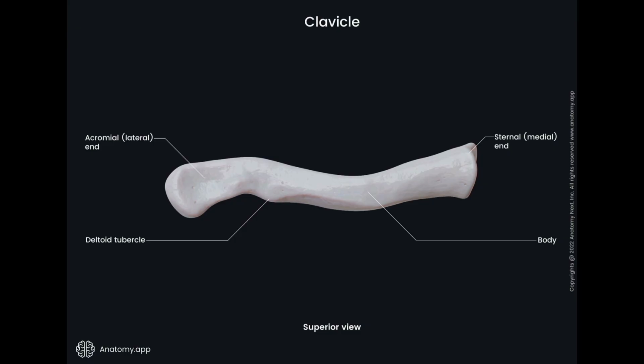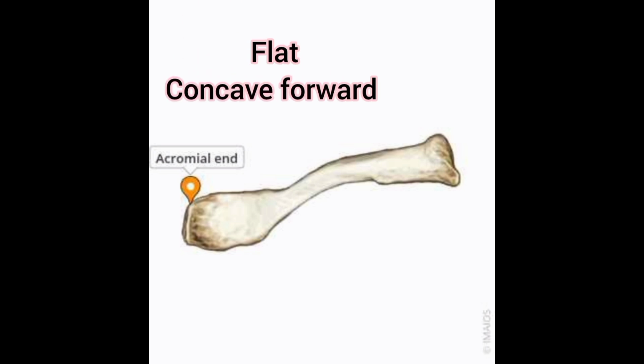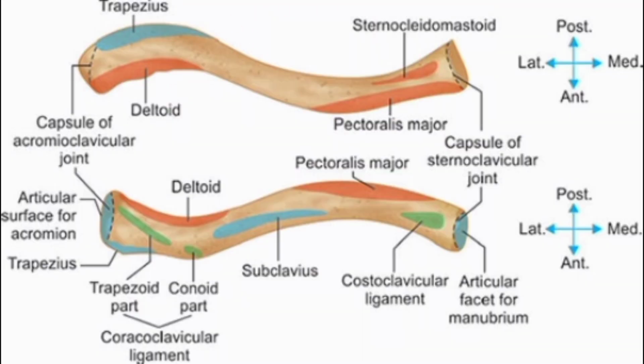Now let's move to the second part of the clavicle, that is the lateral end. It is flat and concave forward. It bears a small oval facet which articulates with the clavicular facet on the acromial process of the scapula and forms the acromioclavicular joint, that is the AC joint.